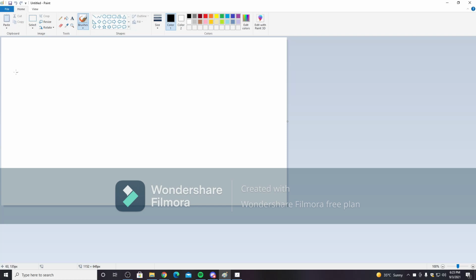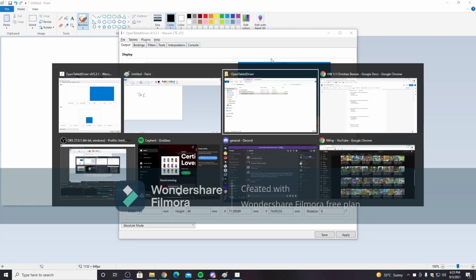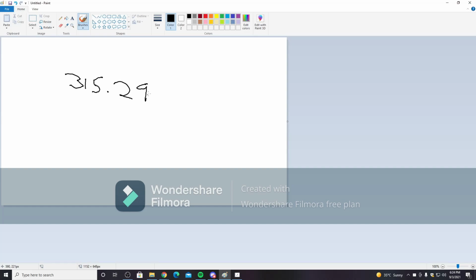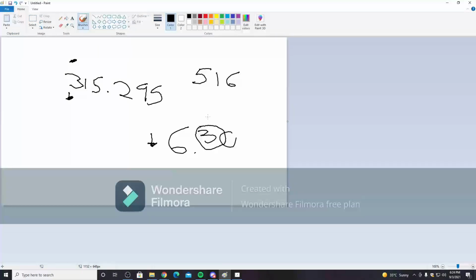Okay, so the number is 315.295. Because we're doing hundreds right here, 15 is a lot closer to 300 than it is to 400, so this will round down. We can actually do this with something like 516 or even 630, and it'll still round down because this number right here is not higher than 5.